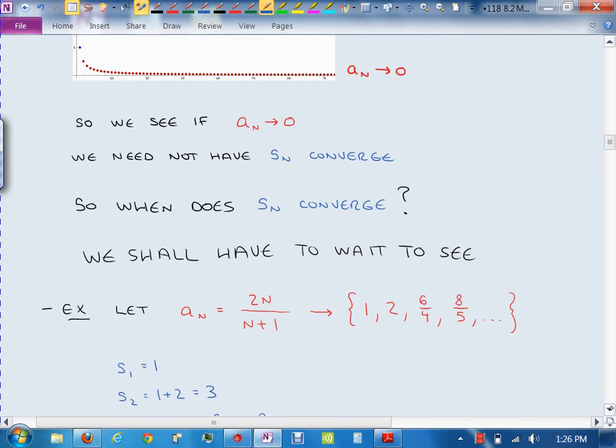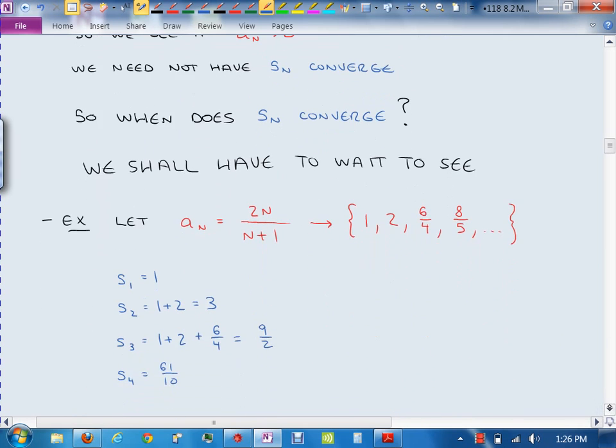Another example. Look at this one. A sub n equals 2n over n plus 1. Somebody quickly tell me what this sequence converges to. I'll give you a hint: L'Hopital. If you let n go to infinity on top and bottom, you get infinity over infinity. Use L'Hopital's rule once, you get 2 over 1. So this sequence converges to 2.